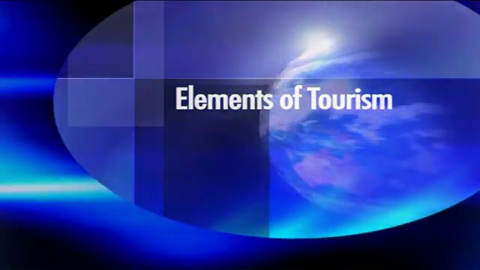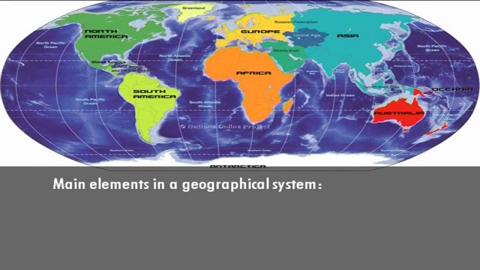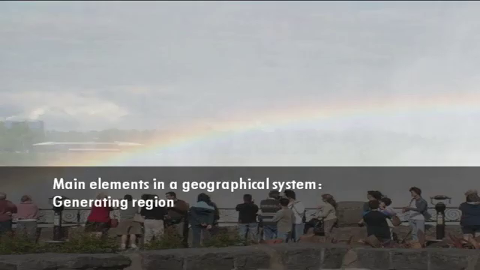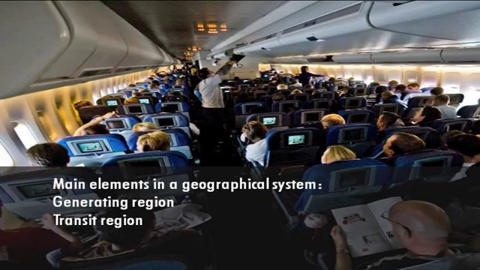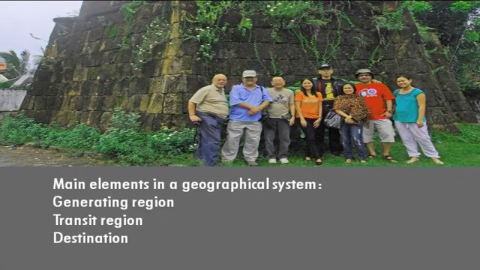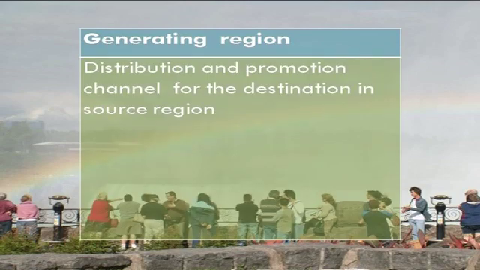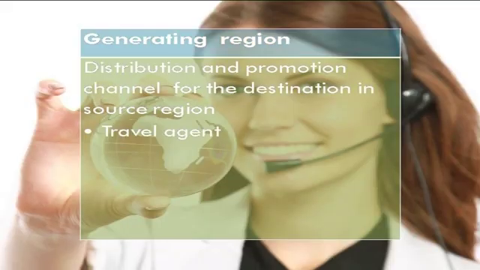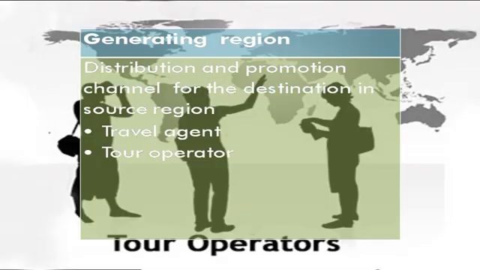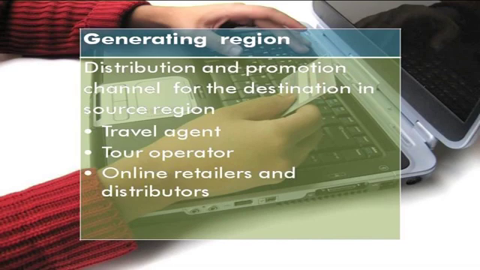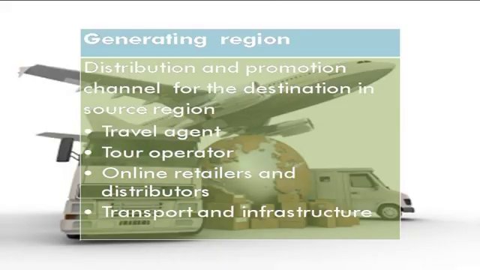Elements of tourism. The main elements of tourism in a geographical system are the generating region, the transit region, and the destination. The generating region refers to the distribution and promotion channel for the destination in the source region and includes the travel agent, tour operators, online retailers and distributors, transport and infrastructure.